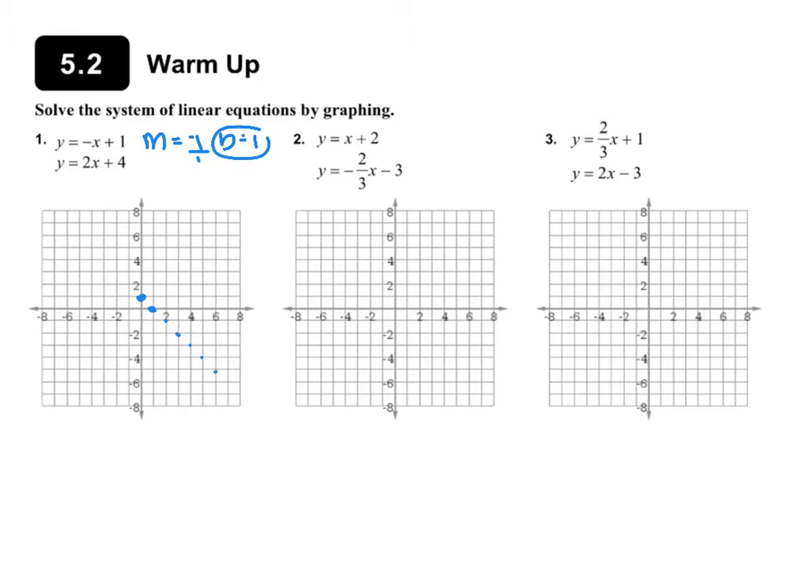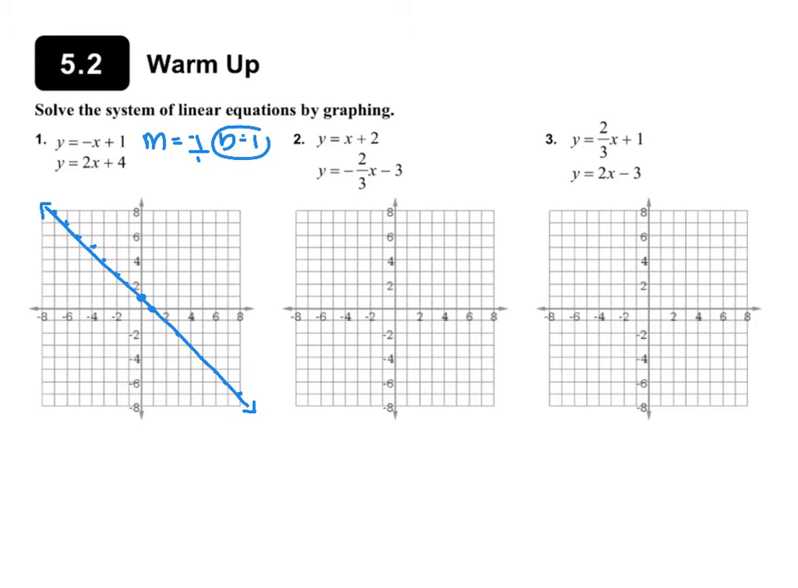I'm going to keep doing that. Down to the right is the same as up and to the left, so I can keep putting more points on there, get as many points as I can, so I make sure I find exactly where they meet. And then connect those with a straight line and put my arrows at the end.